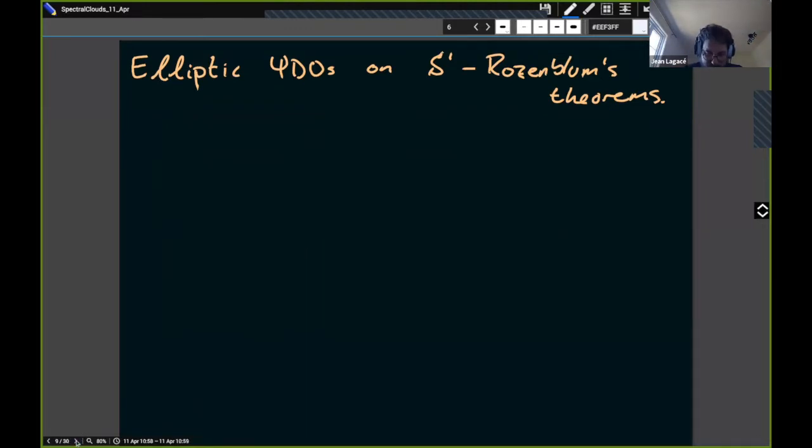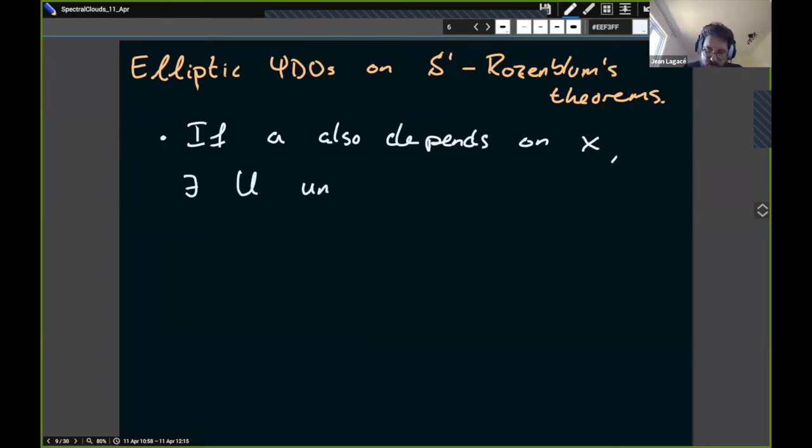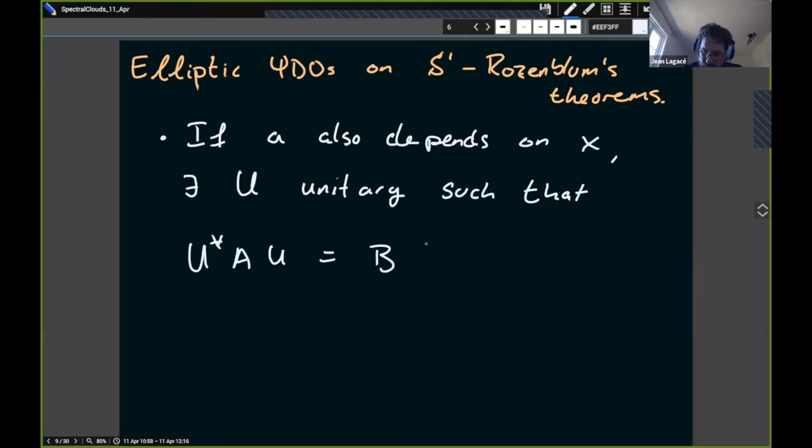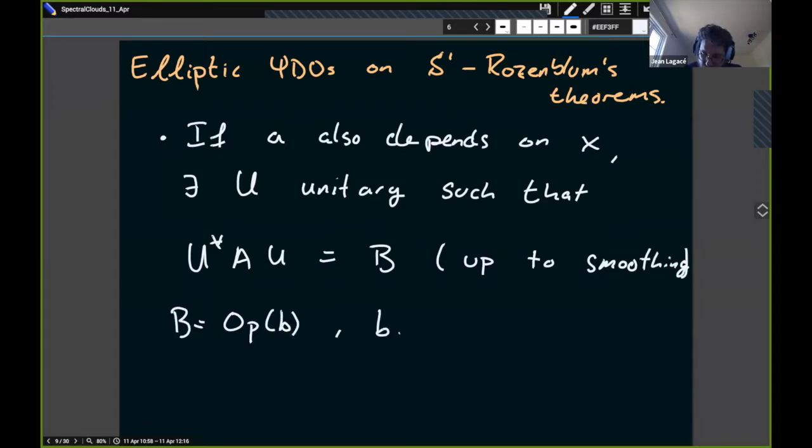And the second part is that if A also depends on X, there exists a unitary U such that U star A U is equal to B, up to smoothing operators, and B is an operator with symbol B. B depends only on this momentum variable.